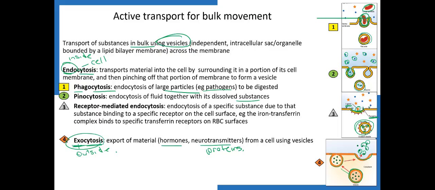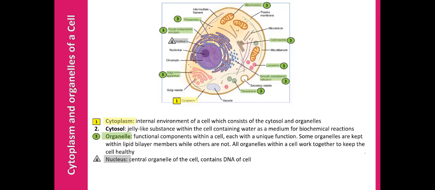So we've got movement across the cell membrane, passively or actively. I'm going to talk a little bit about the cytoplasm, the second part of the cell, as well as the organelles, right? So you've got the definition of this. Cytoplasm is the internal environment of the cell, which consists of the cytosol and organelles. Cytosol is a jelly-like substance that uses water as a medium, and organelles are basically baby organs that function inside the cell. And like organs in our body, each of these different organelles have a unique function, right?